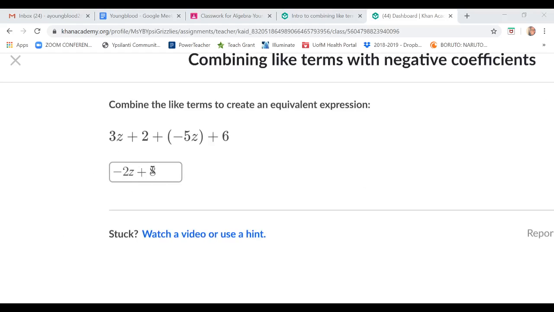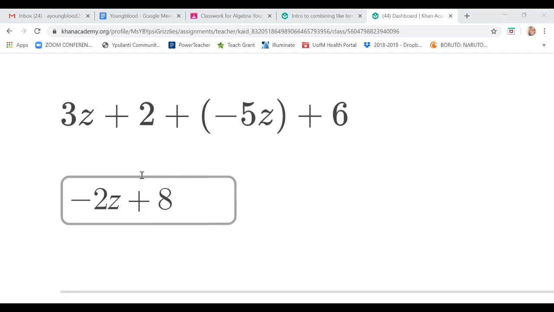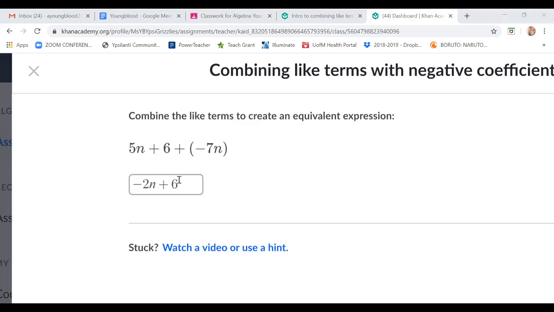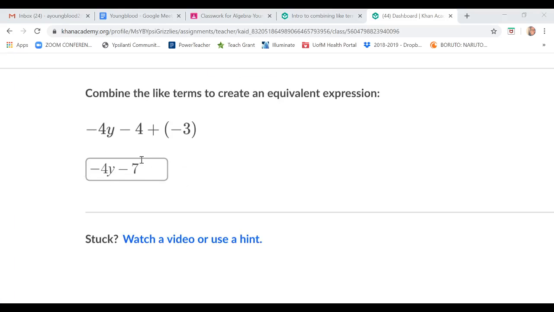So again, my students in class, help me do this next problem. One student combined the constants, so 2 plus 6 got us 8, and then my other student combined the variables, so we got 3z minus 5z gets us -2z. So again, my students in class, help me do this one. 5 plus -7, n is -2n, and then that 6 came down because there's nothing to combine it with. So we just simplified this one in class together. -4y comes down. -4 plus -3 gets us -7. You could also think of this as -4 minus 3 gets us -7.